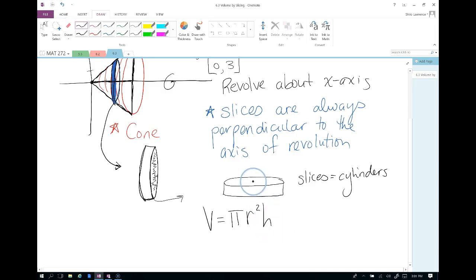Where the radius goes from the center out to the edge, and then the height is here along the edge. So if we know the radius of that cylinder and we know the height of the cylinder, we can find the volume for that one particular cylinder.